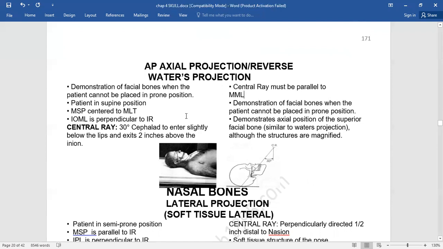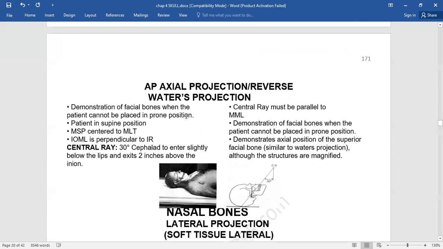So central ray for reverse Waters is 30 degrees cephalad to enter slightly below the lips and exit 2 inches above the inion, as you can see there sa ating image. The central ray is parallel to the MML or the mentomeatal line. So it demonstrates facial bones when the patient cannot be placed in prone position as mentioned, as well as axial position of the superior facial bone, just like sa ating Waters, although the structures are magnified because of the increased OID.